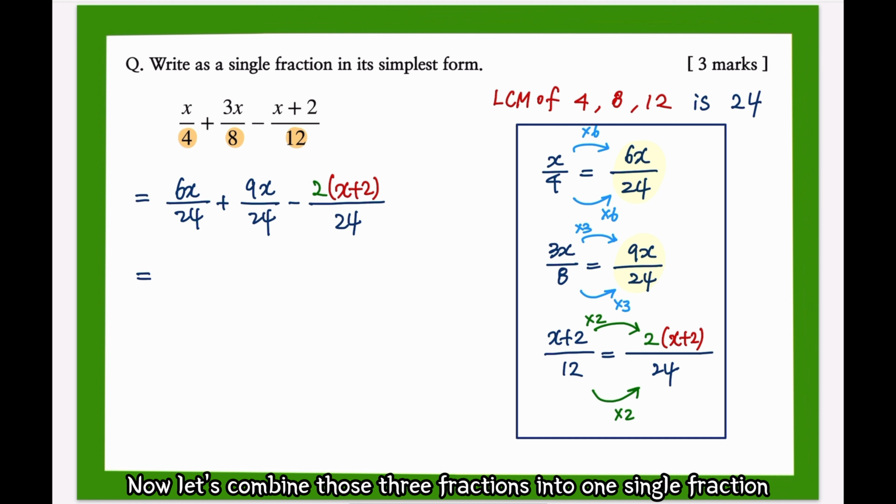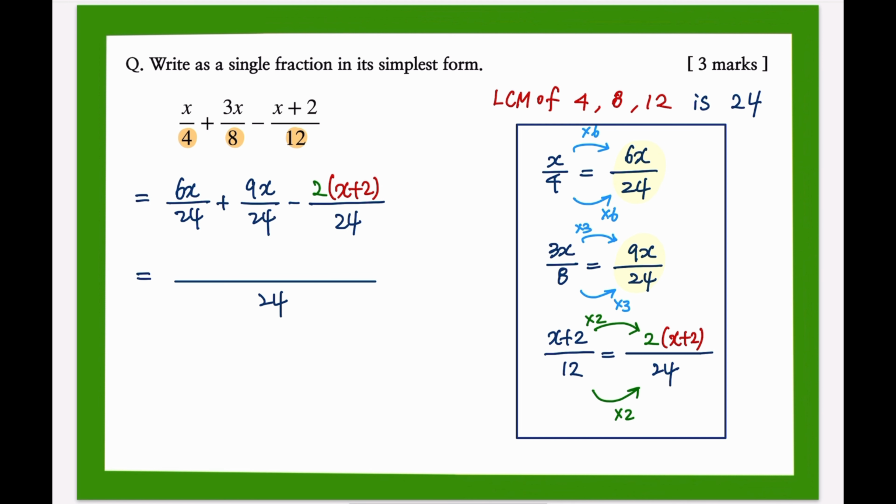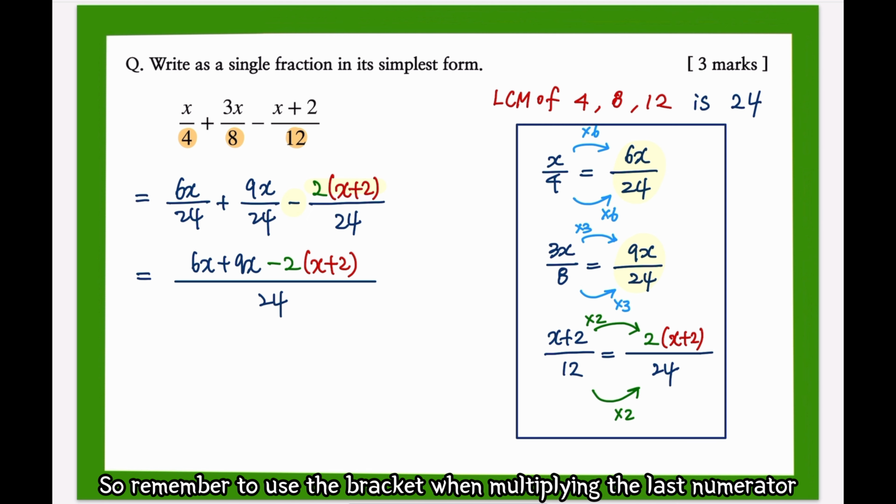Now let's combine those 3 fractions into one single fraction and write 24 on the bottom. So 6x plus 9x and bring the minus sign all together. So minus 2 bracket x plus 2. So remember to use the bracket when multiplying the last numerator.